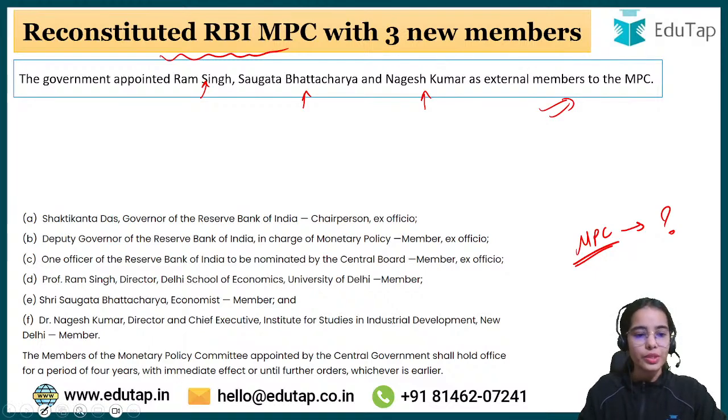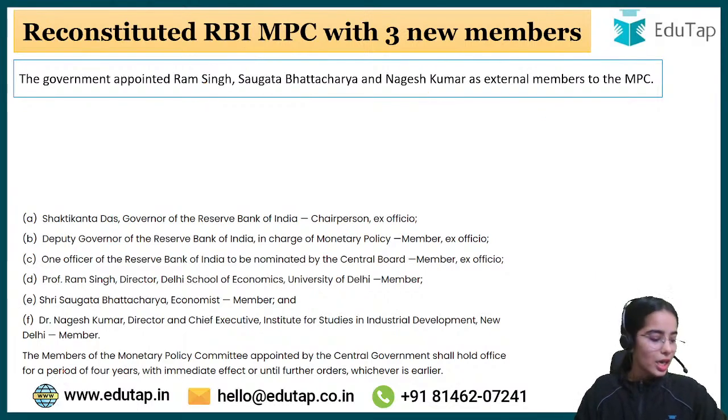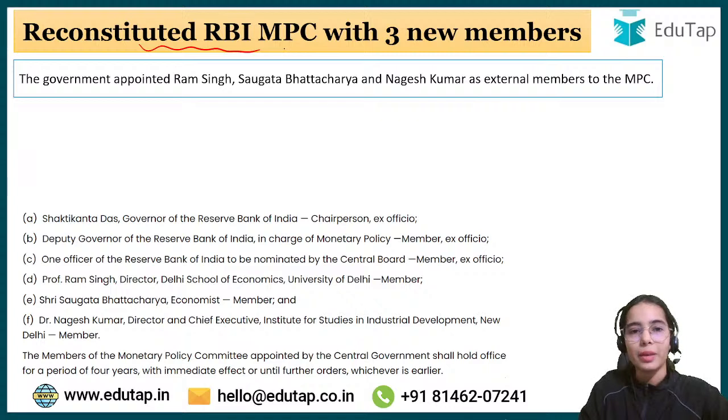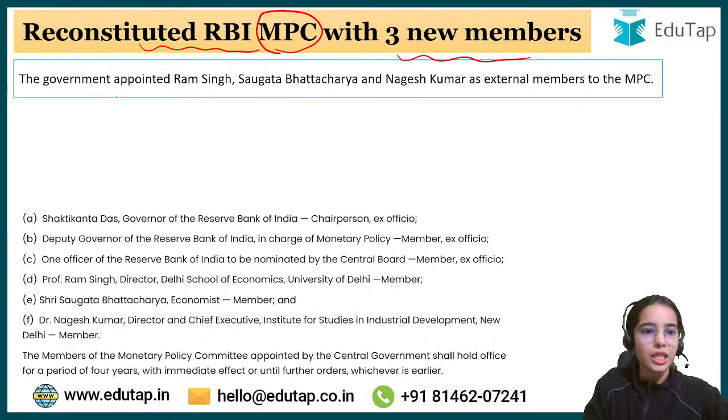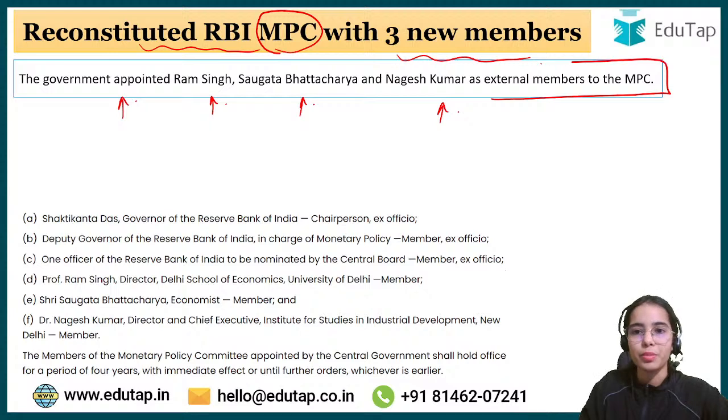So now we are going to start with the reconstitution of the RBI MPC. The reconstitution of the Monetary Policy Committee has happened with 3 new members. The government has appointed Ram Singh, Sogata Bhattacharya, and Nagesh Kumar as external members of the MPC.